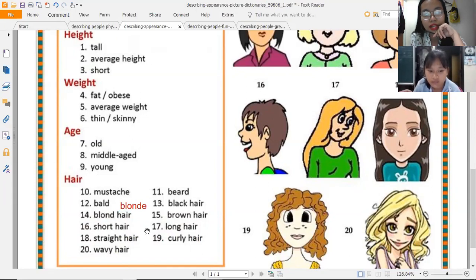And this one: short hair, brown hair, long hair. Really familiar, right? So, long hair, straight hair. What is straight hair? Do you have straight hair or curly hair? What about your hair? Curly or straight? Straight.